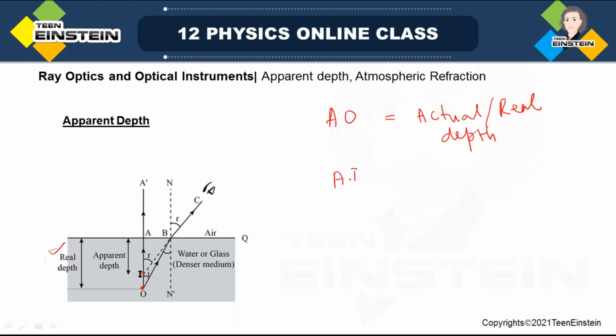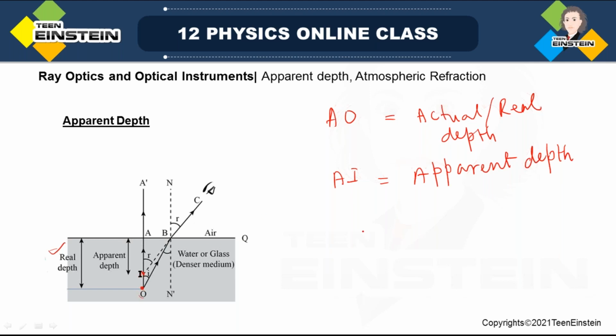And depth AI, this is called apparent depth. Why apparent depth? Because this is not the real depth. As I said, if I ask you to pick up a coin, you will not be able to pick it up in a single attempt, because you will see the coin here, not exactly at this point O. So let us analyze how it happens.